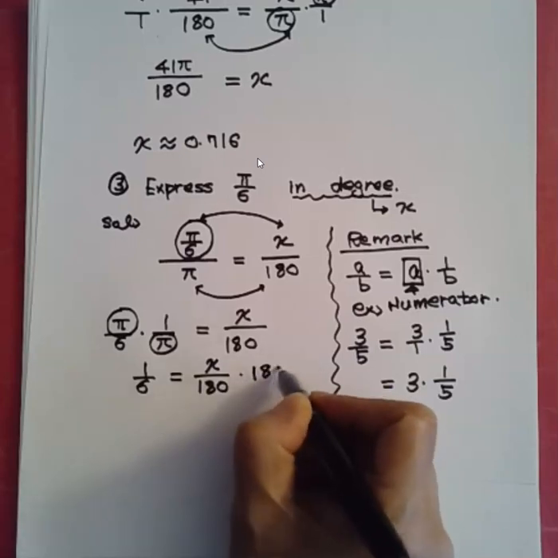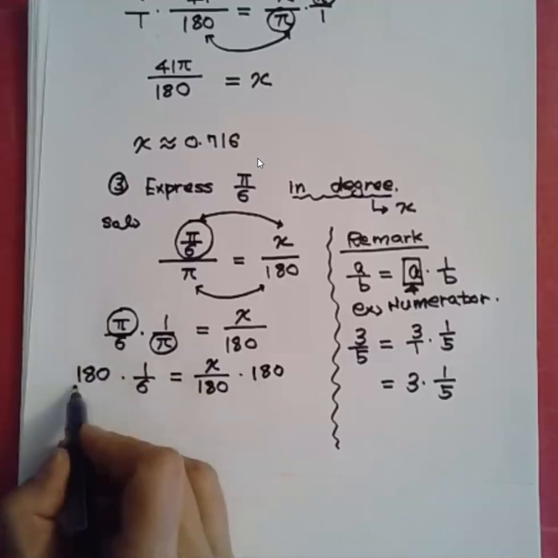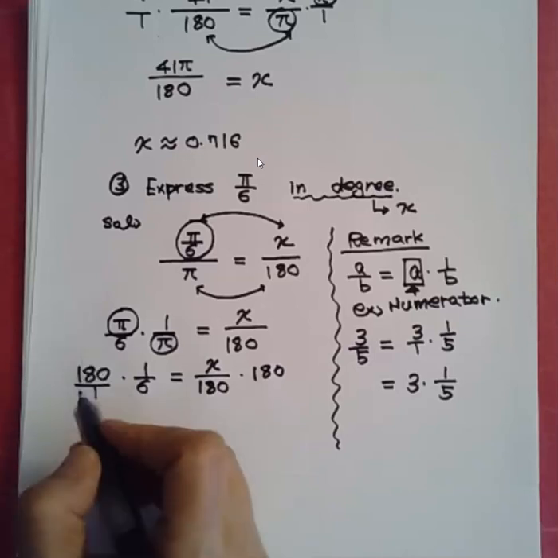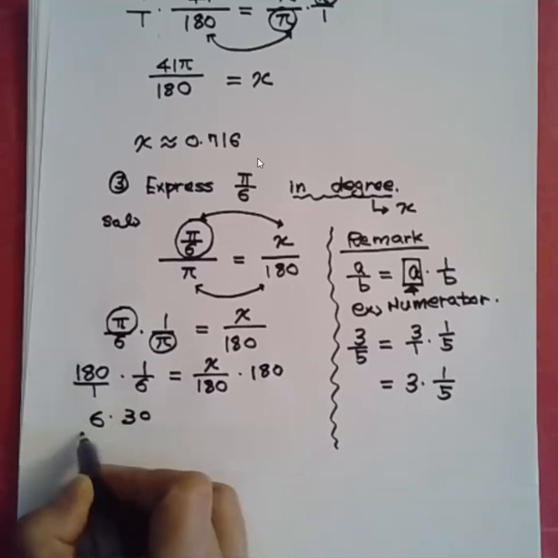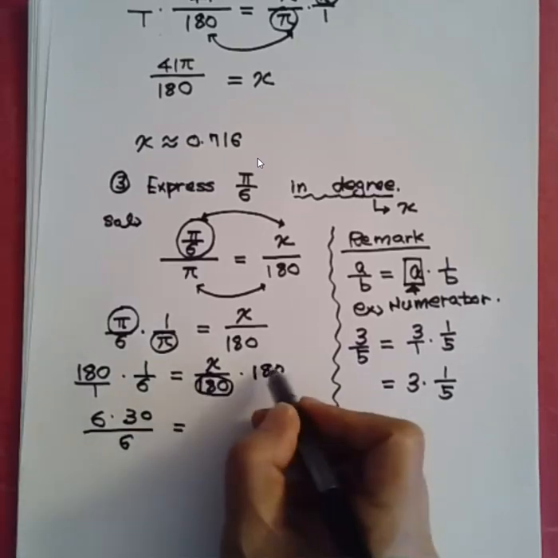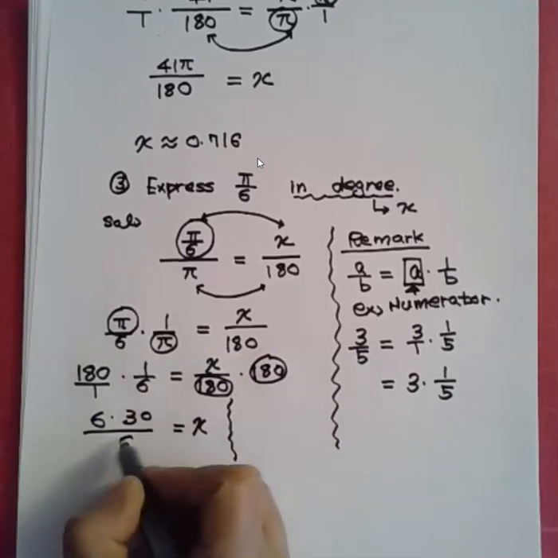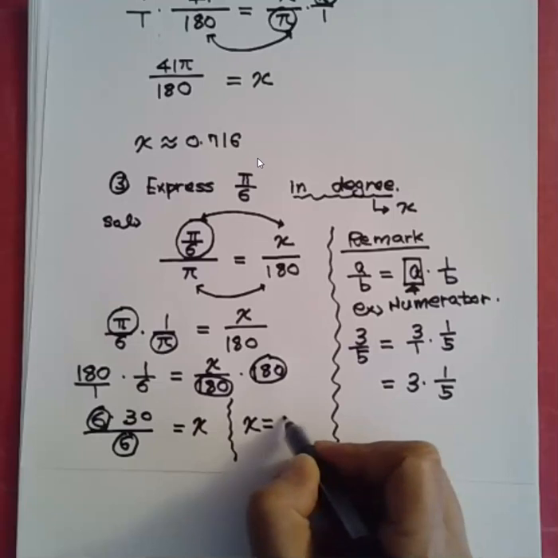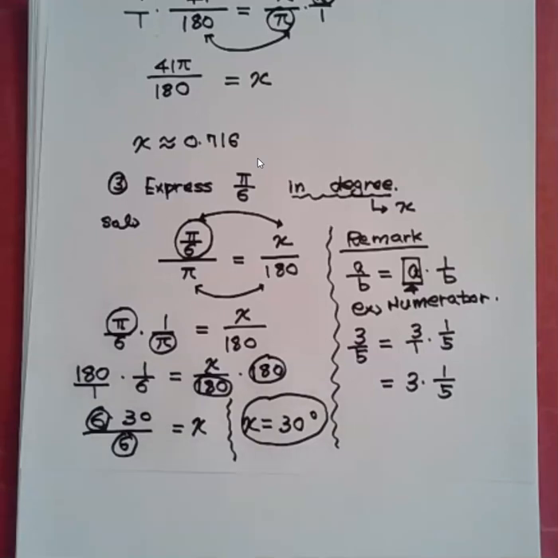To get x by itself on the right side, we multiply by 180. 180 can be written as 6 times 30 over 6. This 180 and this 180 will cancel each other. So this 6 and this 6 will cancel each other, so x equals 30. So 30 degree corresponds to pi over 6.